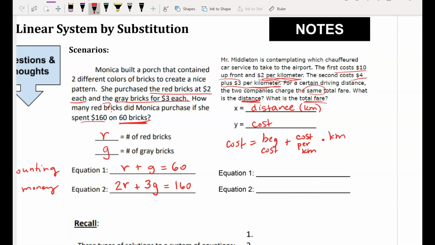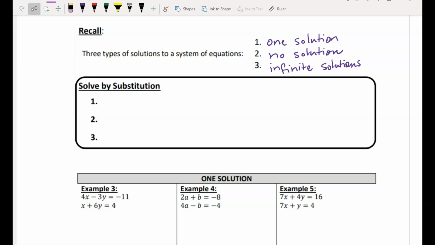Our first equation will be y for the cost is equal to the beginning cost for company 1, which is $10, plus the cost per kilometer, which is $2, multiplied by the number of kilometers, which I'm calling x. The second equation is set up the same way, but for the second company. So the cost for the second company is going to equal $4 to pick up the car, plus $3 times the number of kilometers. Now let's look at the process to solve a system by substitution.